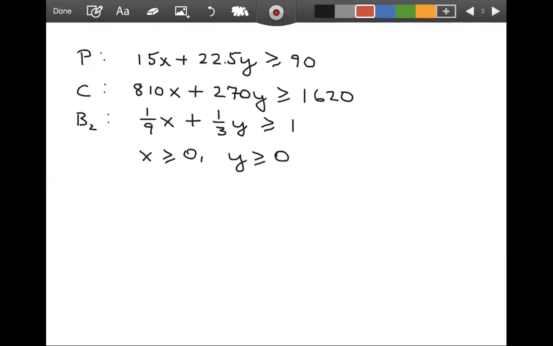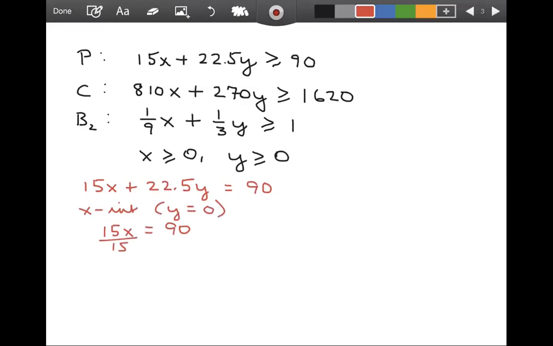So I'm going to start with protein. First thing we need is the boundary line, 15X plus 22.5Y equals 90. I will get the intercepts. That's usually how I do it. So the x-intercept is where y is 0, which leaves us with 15x equals 90. In other words, x equals 6.